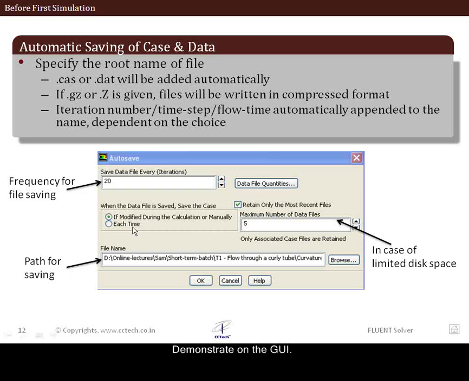And you specify the file path name with the necessary data file frequency, and if the case file is modified, in that case it will be saved, because mind you, for example, if the mesh is getting deformed, in that case it is a case file which is corresponding to a data file. So a data file on its own does not make any sense. The deformed mesh has to be also included. So this is the safest option that I can say, if modified during the calculation or manually. Or otherwise, if you want to save the case file every time just to be on the safer side, then it's also possible. In that case, if I had marked this option, retain only the most recent files, then only 5 sets of case and data files will be saved, and at the sixth attempt they will overwrite the first one, and it will continue until the last convergence criteria is met, or let's say the number of iterations has been met.